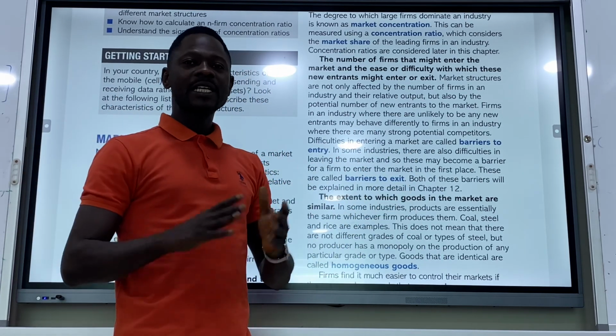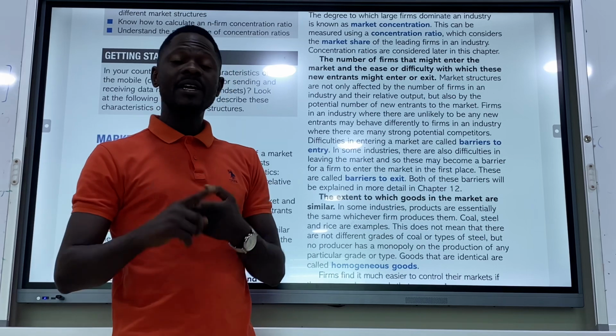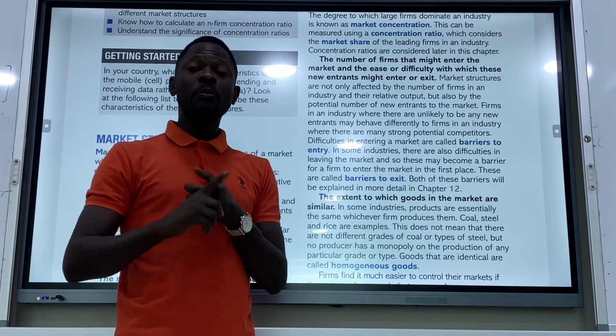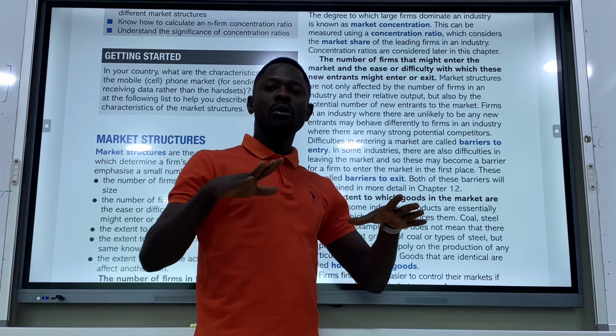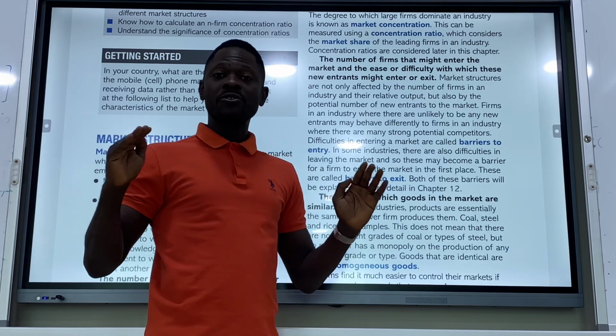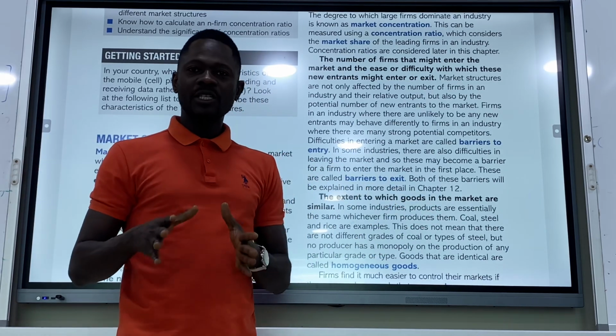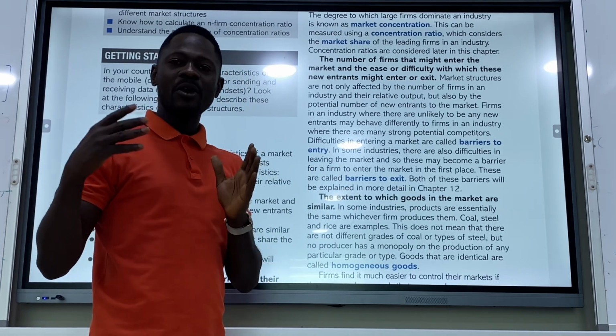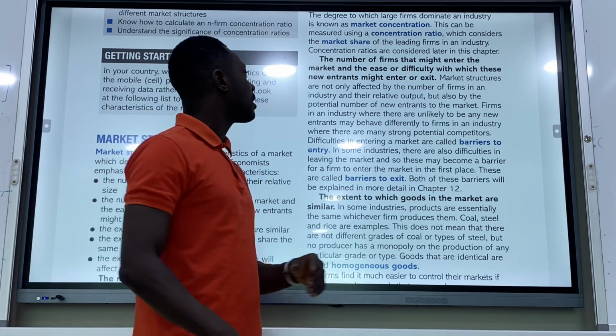So that is about the size and the number of firms in the market and their relative size. For size, it could be monopoly if it's a single supplier. It could be oligopoly if it is few large firms dominating the industry. It could be monopolistic if we have large numbers of small suppliers, but they cannot dominate the industry.